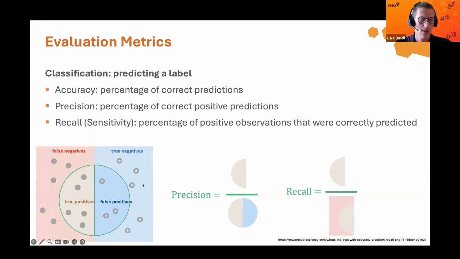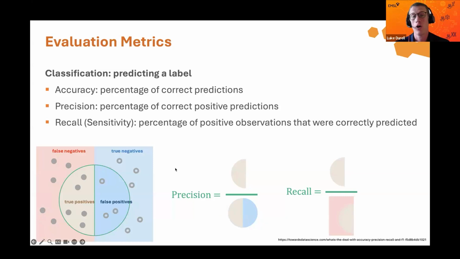So everything over here with the hollow points are observations or samples that were not sick. Everything with the solid points are observations that were sick. And then everything within the green is what has been classified by the model as sick. So the subset over here in the left side of the circle with solid points are correctly classified sick subjects. And then the observations outside of the circle with hollow points are the correctly classified not sick or healthy samples. So precision is the percentage of correct positive predictions.